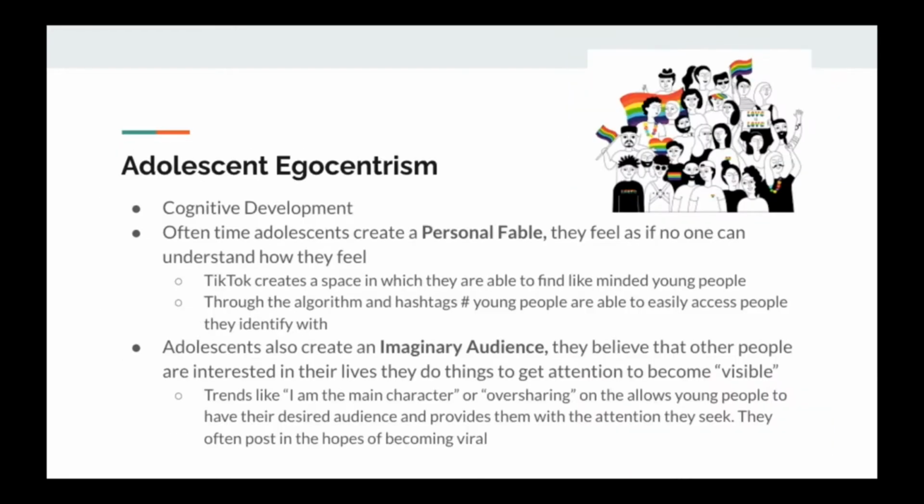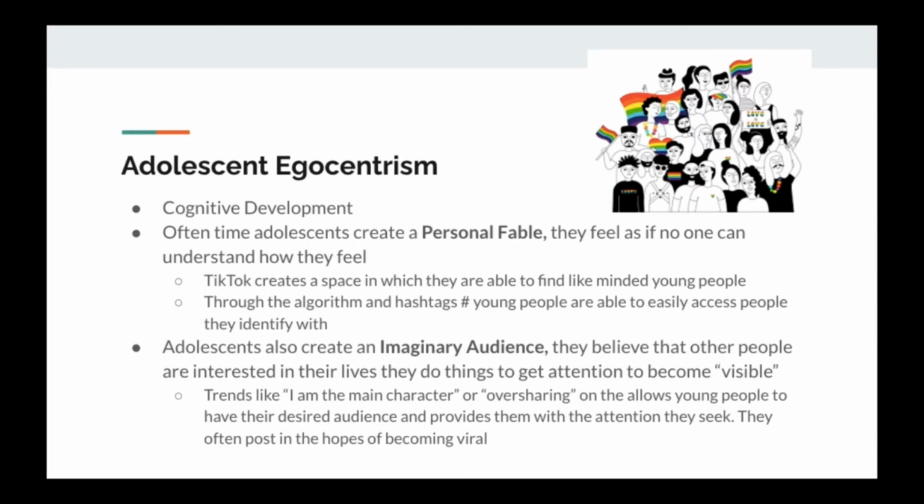Another thing I want to talk a little bit about is adolescent egocentrism. Adolescent egocentrism is a portion of adolescent cognitive development. It's that feeling of personal uniqueness, or the feeling of being the main character. So, oftentimes, adolescents create a personal fable. They feel as if no one can understand how they feel. It's a difficult time for many young people. They may struggle with connecting with their family members, so instead, they choose to connect more with their peers.